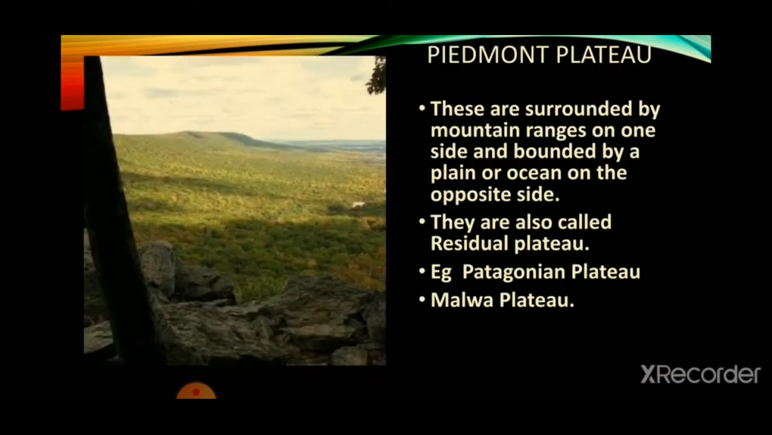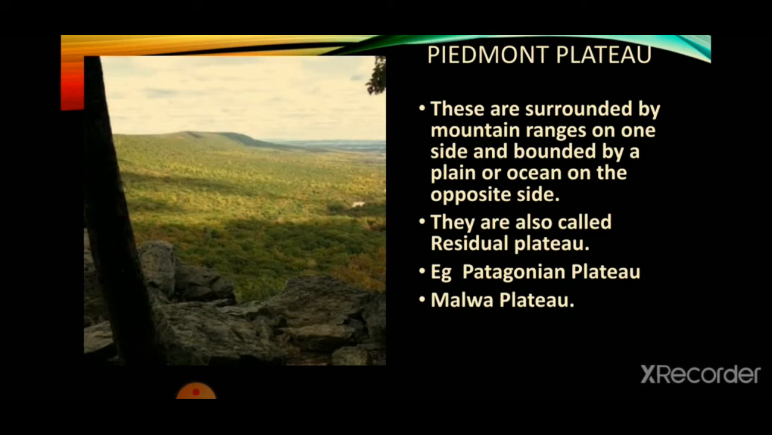Last one is a Piedmont Plateau. Piedmont Plateaus can be seen at the foothills. These are surrounded by mountain ranges on one side and bounded by a plain or ocean on the opposite side. They are called residual plateaus, and some plateaus are Patagonian Plateau, Malwa Plateau, etc.